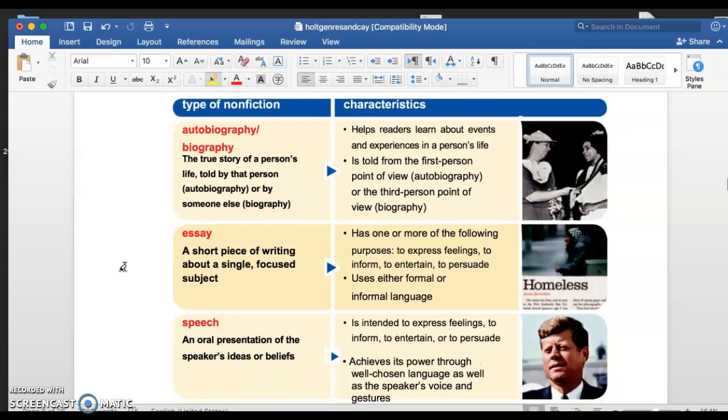Types of nonfiction. We have an autobiography or a biography. These are true stories of a person's life told by either a person, that's an autobiography, or by someone else, which is a biography. These help readers learn about events and experiences in a person's life, and are told from a first-person point of view in an autobiography or a third-person point of view in a biography. So maybe we want to know first person is an auto, and third person, somebody telling about somebody else, is a biography.